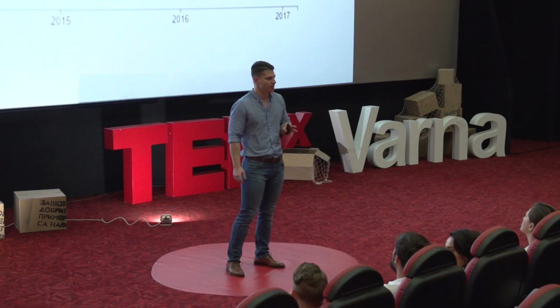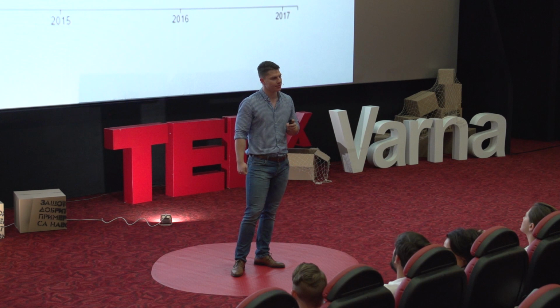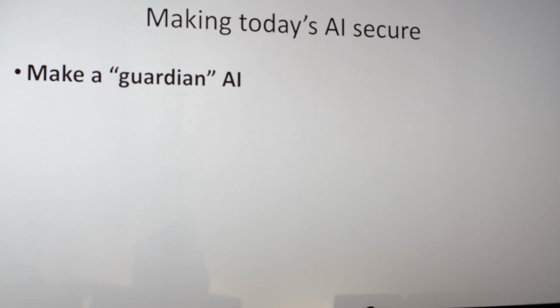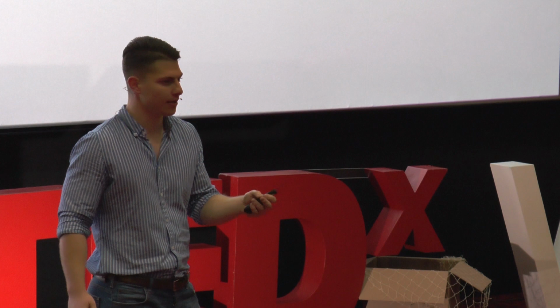Now, all this sounds a little scary. And that's why at Centroida we've set ourselves to make AI secure and difficult to deceive. So what are some of the ways of doing it? Well, first, we can make a guardian AI. We can make an adversarial AI which is trained to deceive other artificial neural networks. We can make an AI that's something like a firewall, trained to know when an adversarial attack is happening, and it automatically rejects that kind of data.